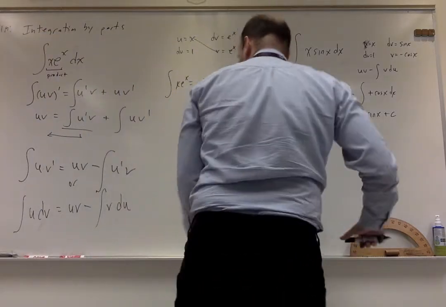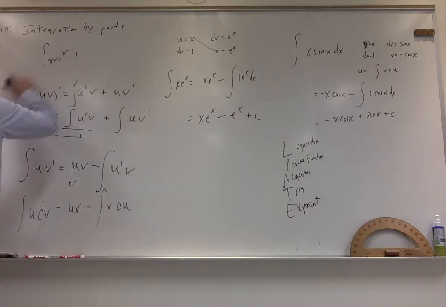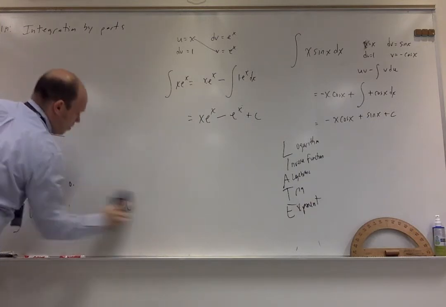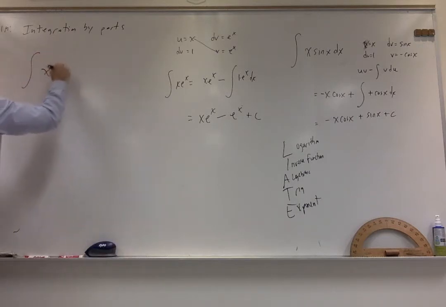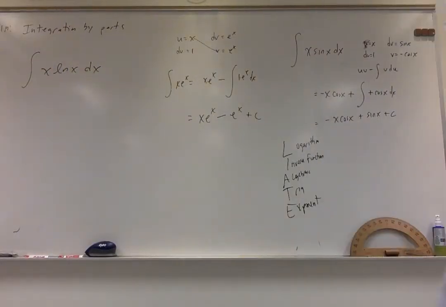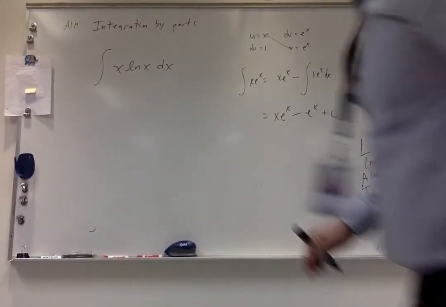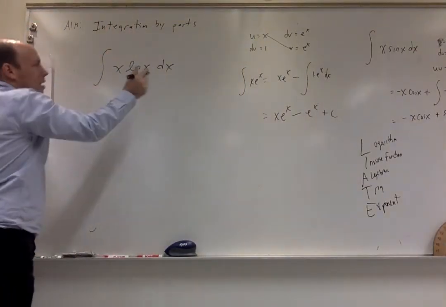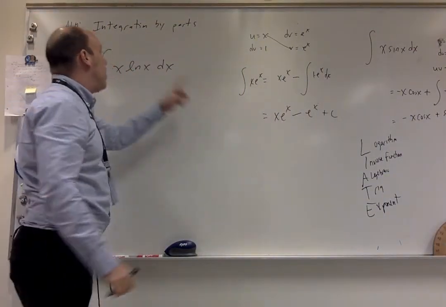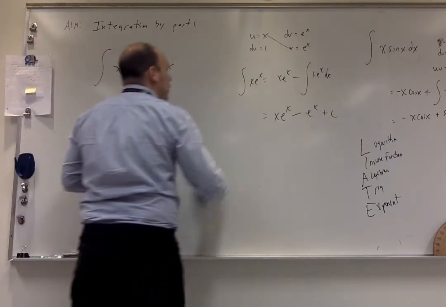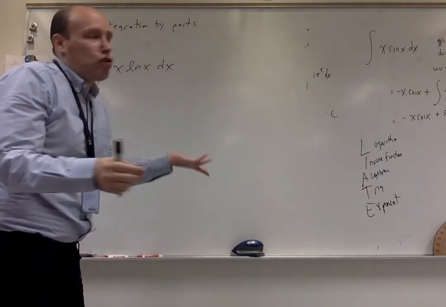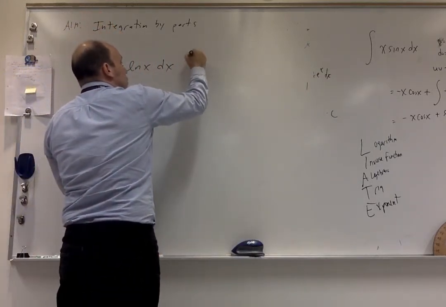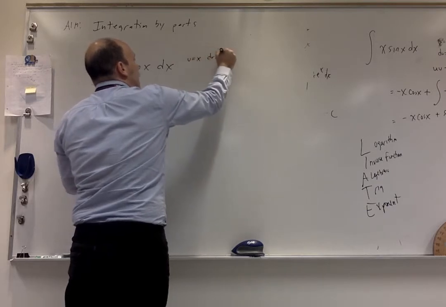Good. How about we try this one? What is the integral of x ln of x dx? So you might think that the u is the x. You might say, oh, u is x, but no, because the logarithm, the ln, is the u. So we take it off to the side. You could try it, and you run into circles. So here, u is x.